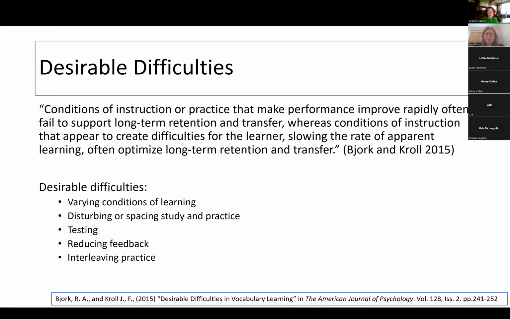Testing is incredibly important. Even if errors are made in tests, it's shown to still be more effective than just studying something again and rereading something. So testing can be incredibly useful.